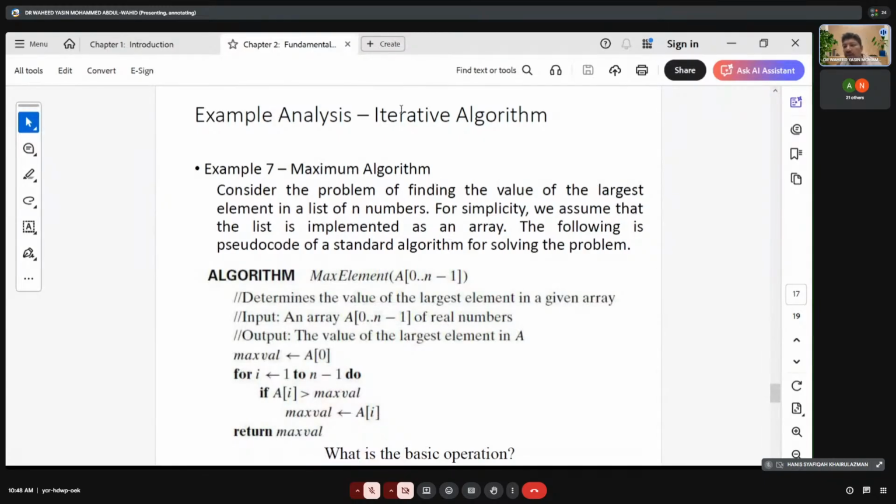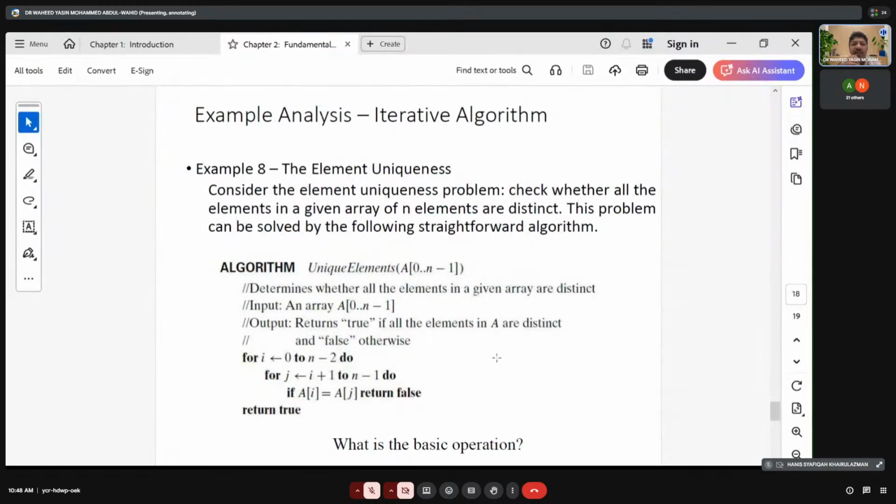Iterative algorithms. Maximum algorithm: consider the problem of finding the value of the largest element in a list of numbers. For simplicity, we assume that the list is implemented as an array. The following is pseudo code and a standard algorithm for solving the problem. Here we find the maximum element. So max value equals 0, for i from 1 to n minus 1, if A[i] is greater than max value, max value equals A[i]; return max value.